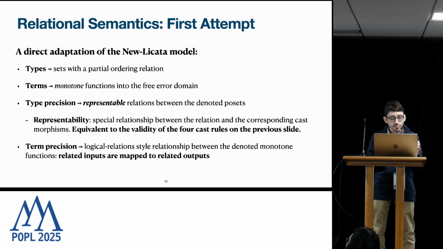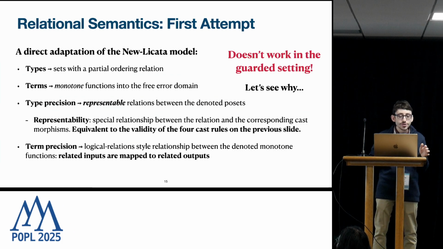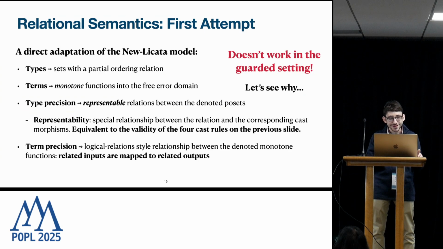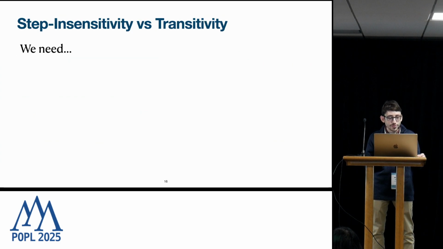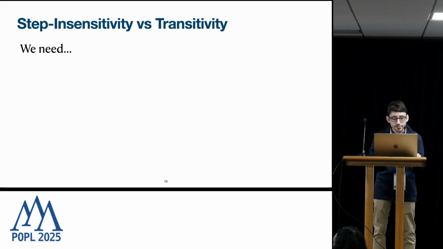And lastly, we'll model term precision as a logical relation style relationship between the denoted functions. So we map related inputs to related outputs. Now this all seems great, but unfortunately it doesn't work. So the reason basically has to do with the representability requirement here. So in more detail, let's see what goes wrong here.